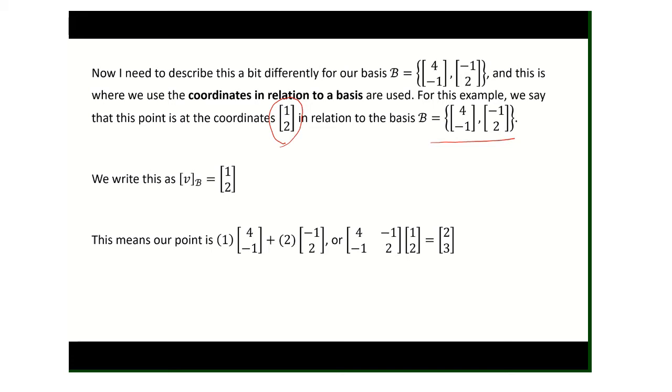So when we use this second basis, if we call it B, we can write it this way: the point v in relation to the basis B has the coordinates (1, 2). Those are the coordinates in relation to our new basis. This means our point is, as we talked about, 1 vector along our first basis vector and 2 vectors along our second basis vector, or we can write it as a product where that's our first basis vector and that's our second basis vector, times our coordinates, equals (2, 3), which is the coordinates in our standard basis. So we are taking a matrix, multiplying it by the coordinates in our second basis, and it gives us our coordinates in our first basis.